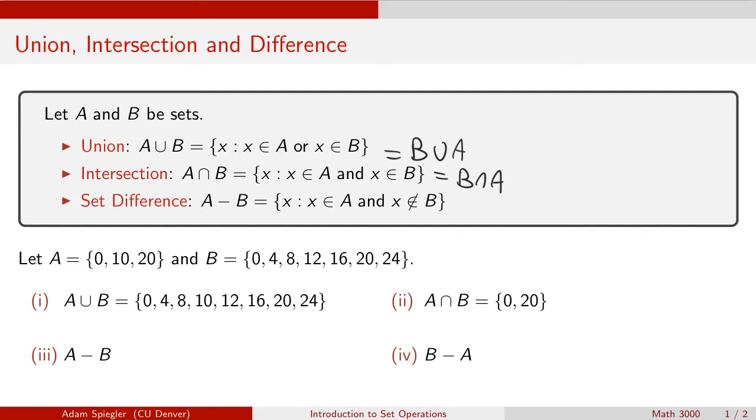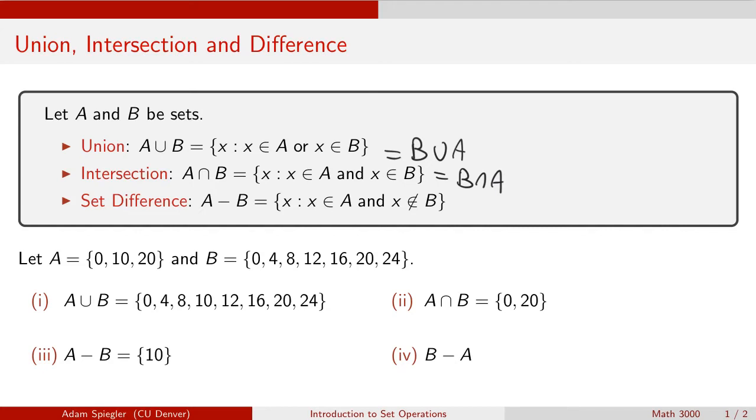Okay, in 3, we've got A minus B. So we're taking the difference of A and B. And so by definition, this is going to be all of the elements that are in A but not in B. So we've got 0, 10, and 20 are in A. Out of those elements, only 10 is not in B. So the difference of these two sets is just going to be the single element, the singleton 10, since 10 is the only element in A that does not occur in B.